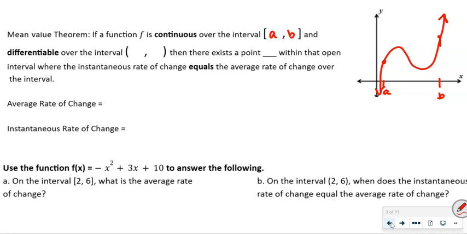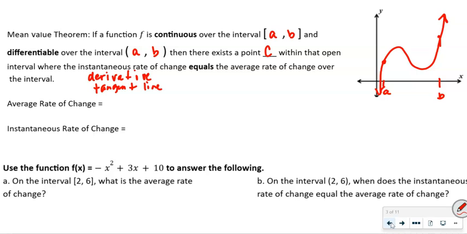It says, and it's differentiable. That means you can take the derivative of it over the interval A, B. Now remember that bracket means you include the values of A and B, whereas the parentheses mean you do not. Then there exists a point C within that open interval where the instantaneous rate of change, so this is a point C here. Instantaneous rate of change is the derivative, okay? That's the derivative of the function. And it is the tangent line, if you remember. Okay?